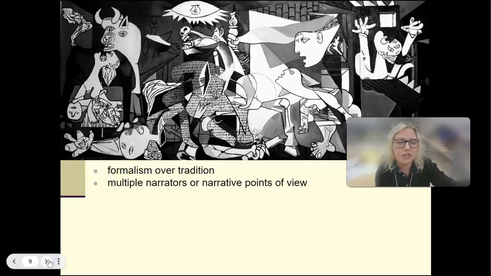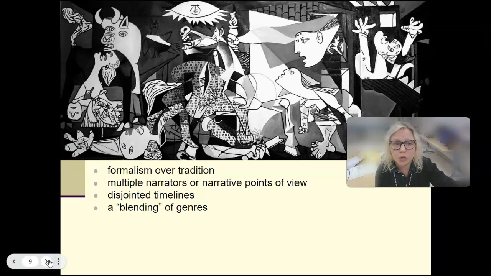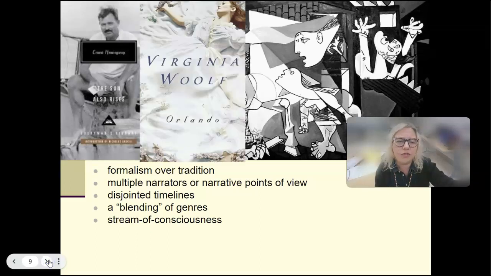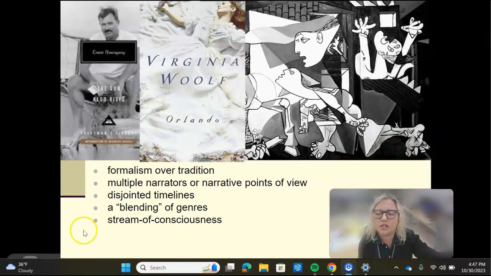Multiple narrators or narrative points of view. In this painting, we have multiple subjects, disjointed timelines where things aren't always happening from the beginning to the middle to the end, but we might be all over the place. A blending of genres, poetry, prose, maybe nonfiction and fiction. Stream of consciousness is big in writers in modernism. We're thinking of folks like this guy, Ernest Hemingway, or Virginia Woolf, the queen of stream of consciousness writing.